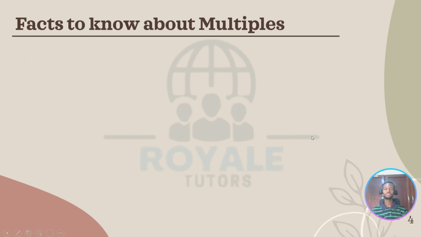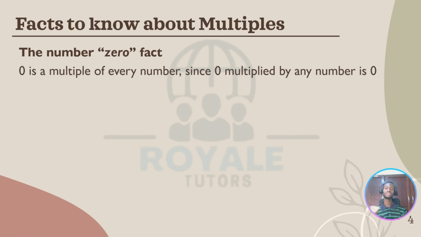The number 0 fact. You need to understand 0 as a multiple of every number too. What does that mean? 0 is a multiple of every number since 0 multiplied by any number is 0.